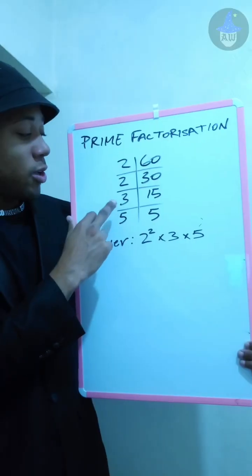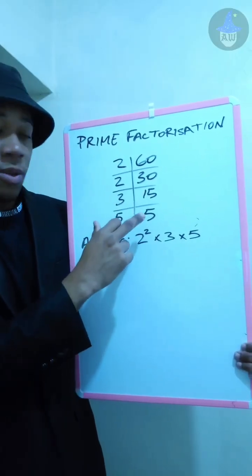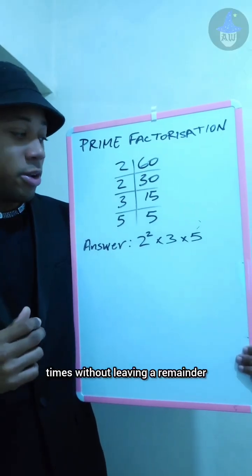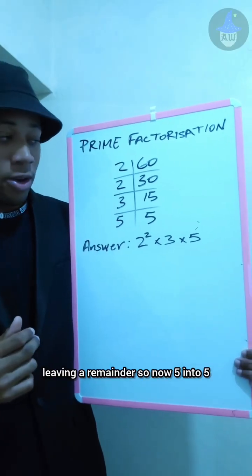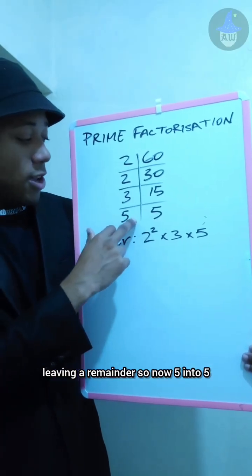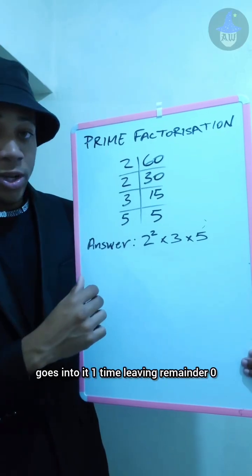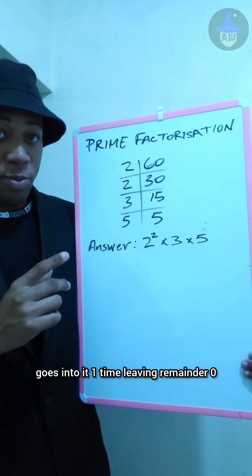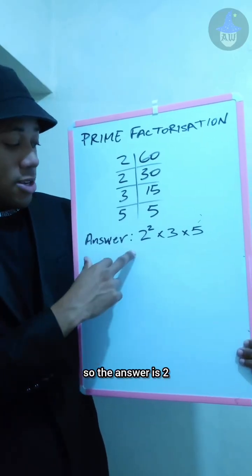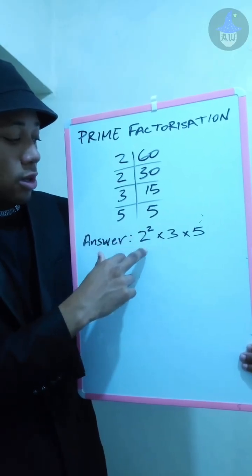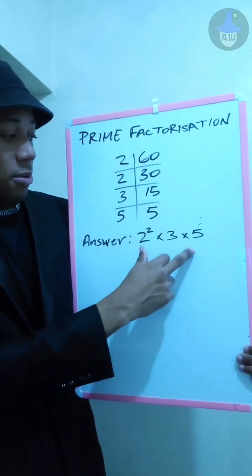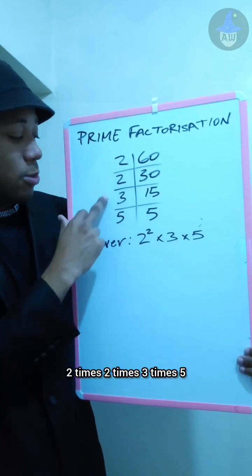So we use 3. 3 goes into 15 5 times without leaving a remainder. And then at 5, 3 cannot go into 5 without leaving a remainder. So now 5 into 5 goes 1 time, leaving remainder 0. So the answer is 2 to the power 2 times 3 times 5. 2 times 2 times 3 times 5.